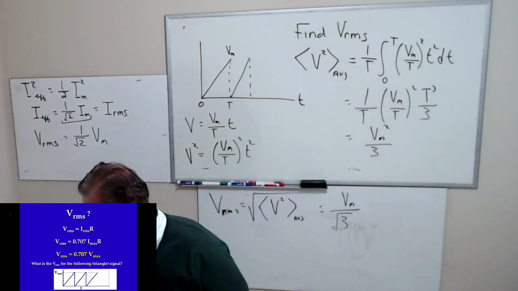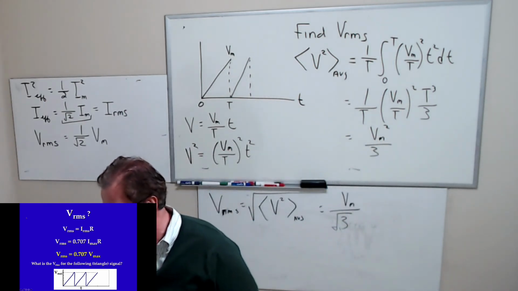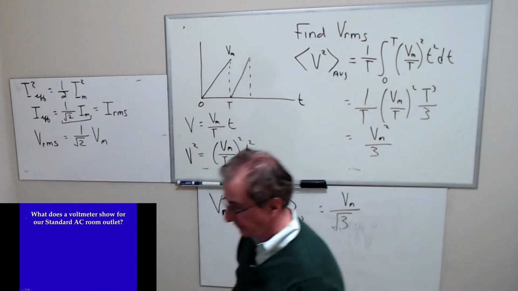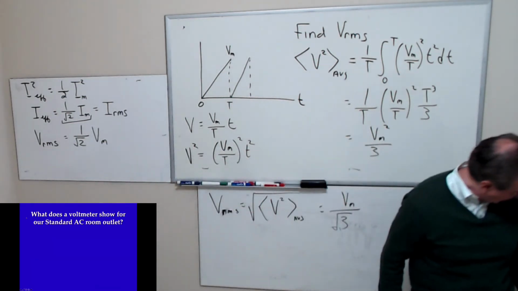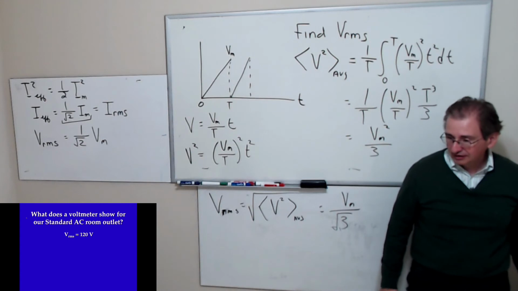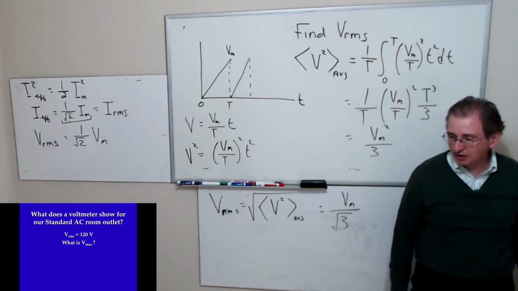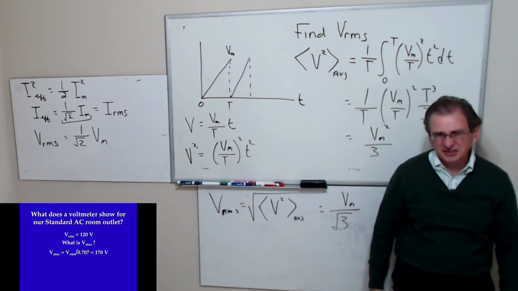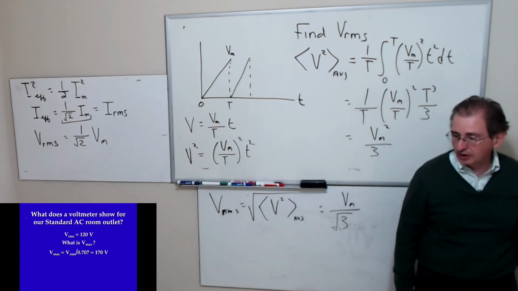So we do tend to talk about things in terms of RMS voltages and RMS currents. And like I said before, the standard AC room model is 120 volts RMS, so the Vmax is about 170. You take 120 and multiply by the square root of 2.